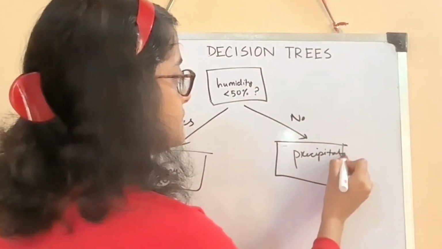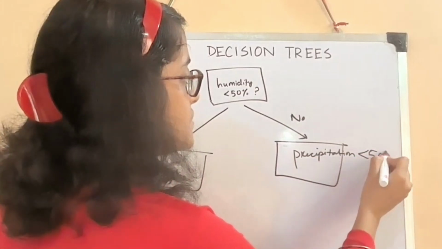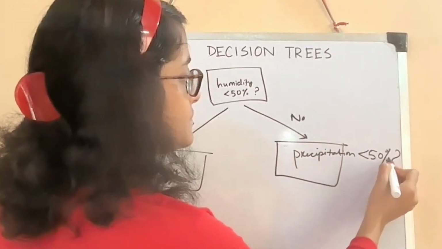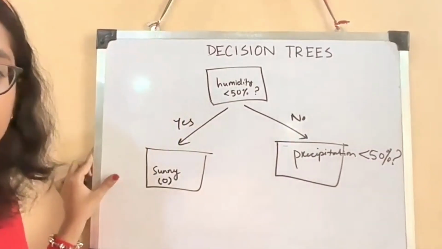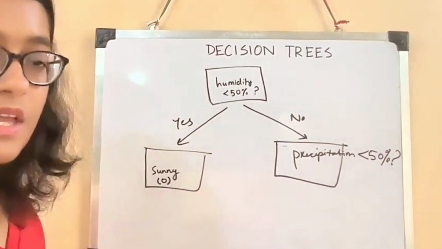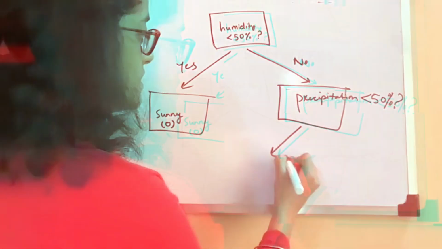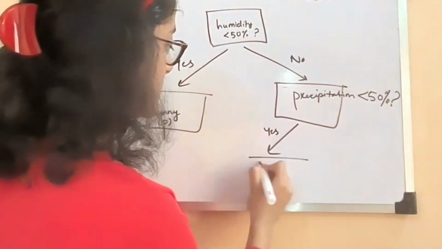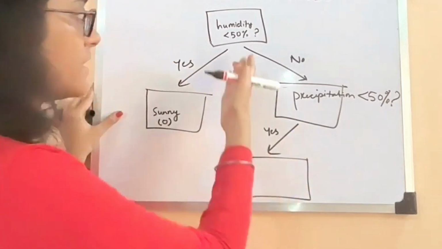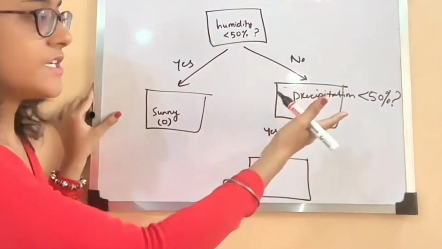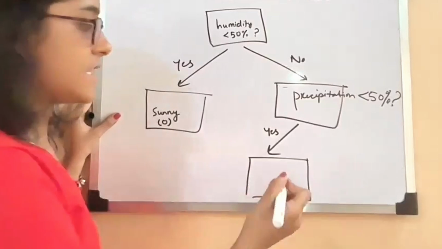Precipitation. Is it less than 50%? Okay, the handwriting is going a bit bad, but you can understand this. This is precipitation less than 50%. So this is going to be, let's say, yes. Then what do we have here? Humidity less than 50%, precipitation also less than 50%, so that means cloudy.